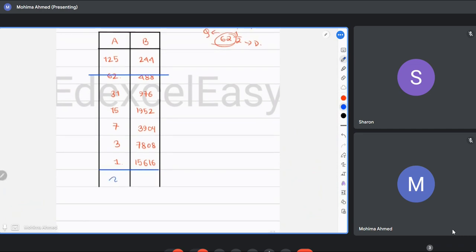So for the last part, I can write that AB is now going to be equal to the summation of B, right? And the summation of B is equal to 244, then 244 plus 976 plus 1952 plus 3904, 7808, and 15616. Let me just check, one minute. 244, 976, 1952, 3904, 7808, 15616. So you're going to get 30500.